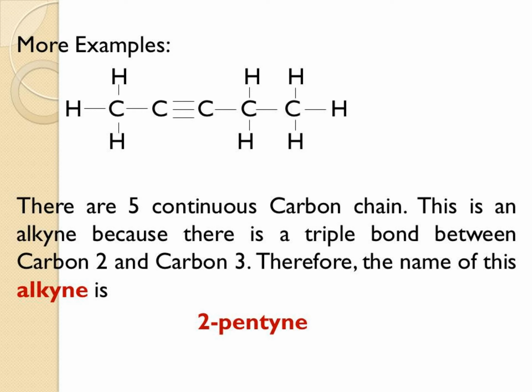In the next example, we have a 5 continuous carbon chain. Of course, we know that 5 is pentane or penta. But because of the presence of the triple bond between carbon and carbon, this becomes an alkyne. What's the lowest number of the carbon where we can find the triple bond? Obviously, that's carbon 2 and 3, but the lowest is 2. That's why the name of this is 2-pentyne.